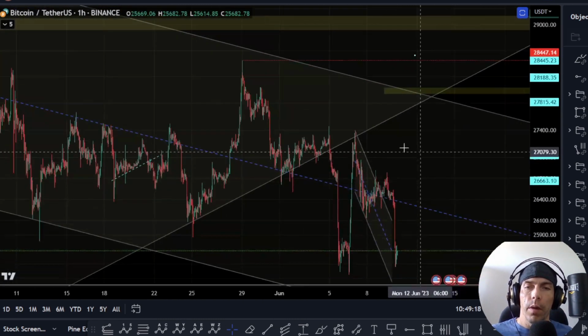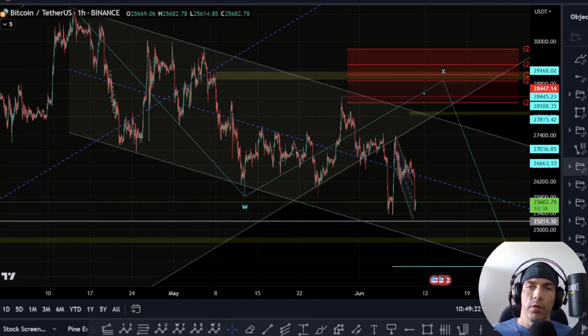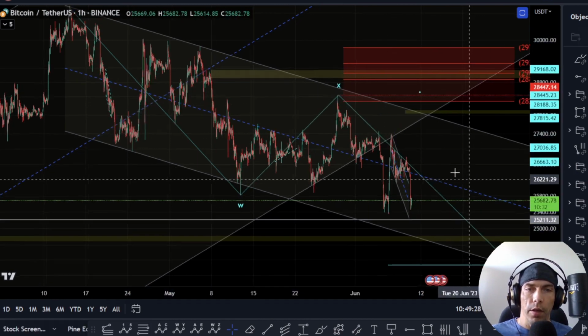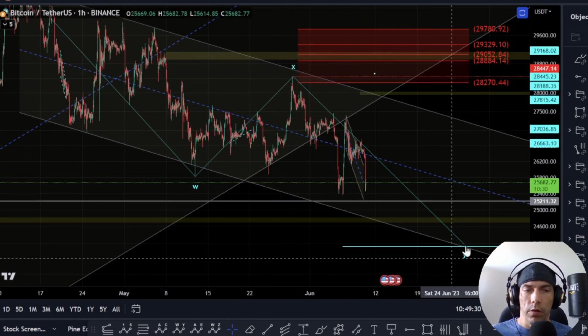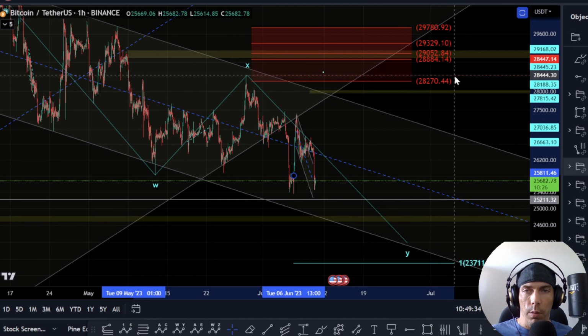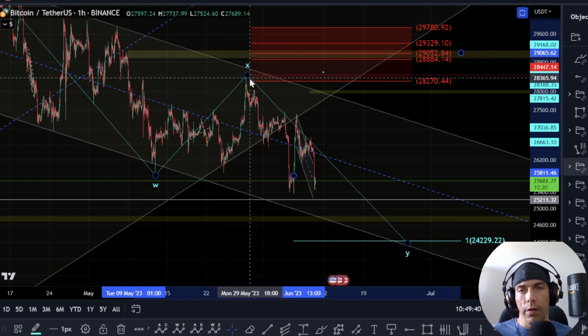Now, what we're looking at here is a couple of possibilities. We're looking for the potential of a bigger W, X, and a Y. We did discuss that potential that our X wave could actually be here, and we could be already looking to start this Y wave to the downside, in which case our target would be lower down here towards this 23,711.